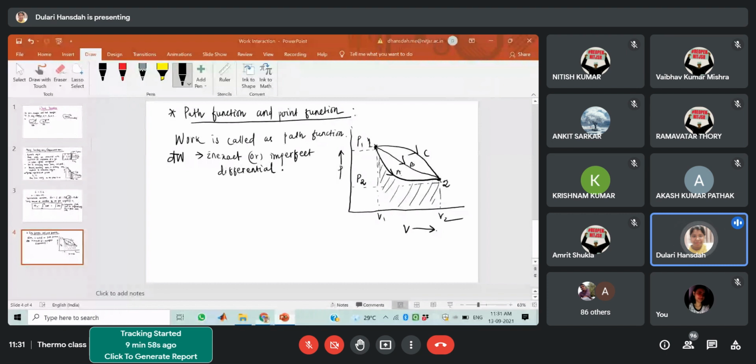In another way, we can say that the integral of dW is not equal to W2 minus W1. The integral from 1 to 2 of dW we represent as W12. In this way we can represent work. As work is a path function, it will depend upon the path, not upon the end state. You can also show it like this: the area under path B is this much.